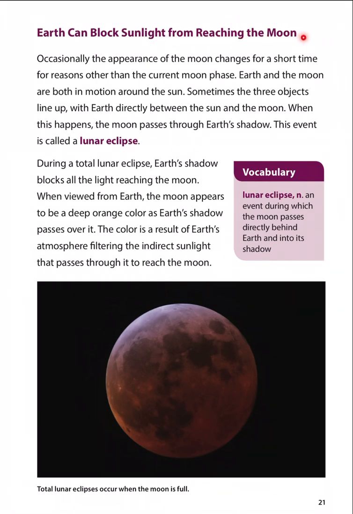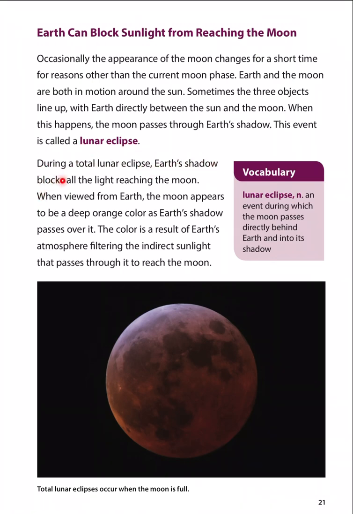Earth can block sunlight from reaching the Moon. Vocabulary. Lunar eclipse: an event during which the Moon passes directly behind Earth and into its shadow. Occasionally, the appearance of the Moon changes for a short time for reasons other than the current moon phase. Earth and the Moon are both in motion around the Sun. Sometimes the three objects line up, with Earth directly between the Sun and the Moon. When this happens, the Moon passes through Earth's shadow. This event is called a lunar eclipse.